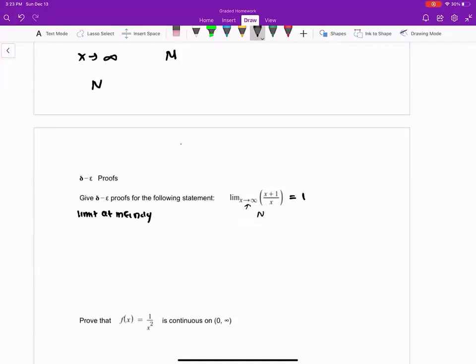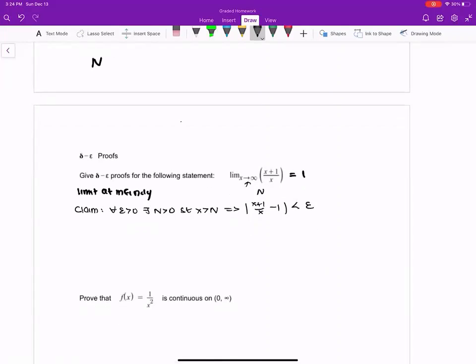So in order to start the proof, you always want to write your claim. So you want to claim that for all epsilon greater than 0, there exists an N greater than 0, such that if x is greater than N, implies that the absolute value of x plus 1 over x subtract 1 is less than epsilon.